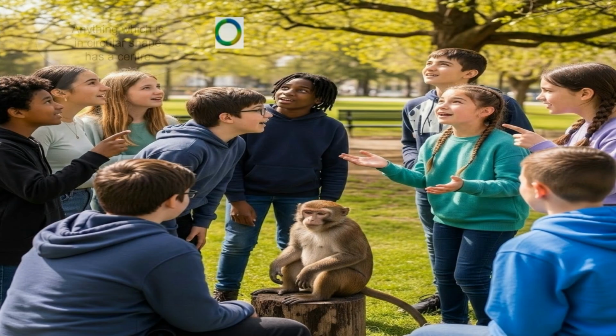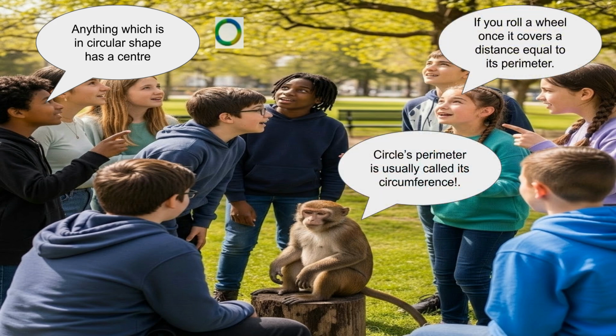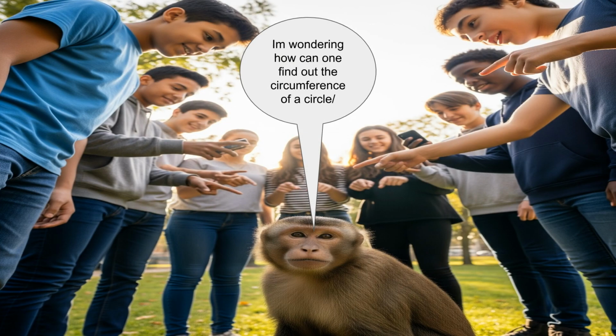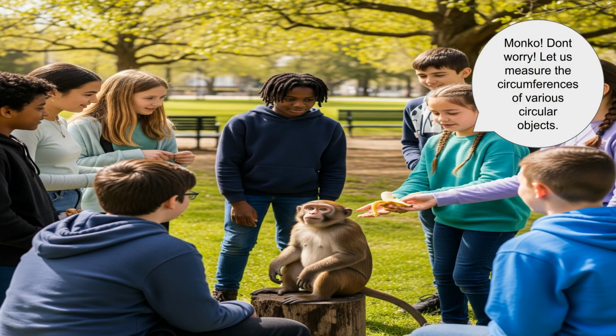Any circular shape has a center. The distance around the circle is called the perimeter or circumference. The big question we'll explore is, how can we find the circumference of a circle? To figure this out, we can measure the circumference of various circular objects.